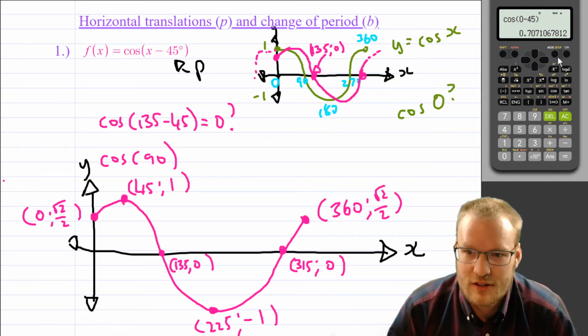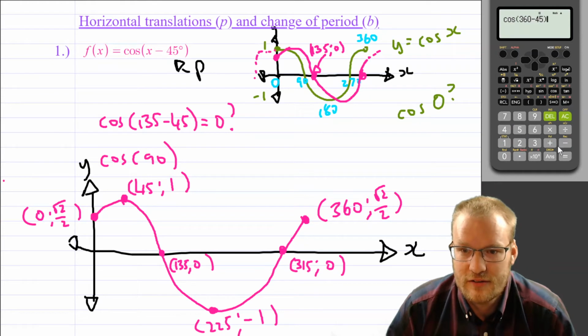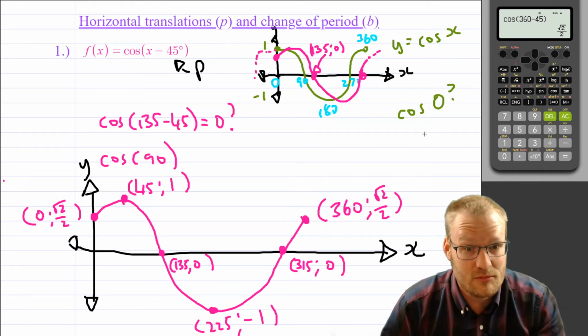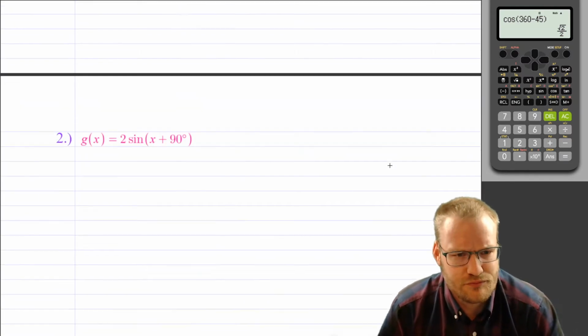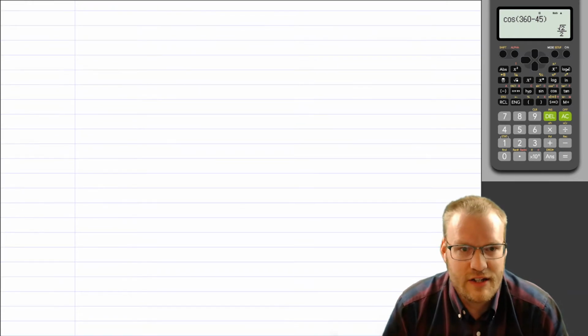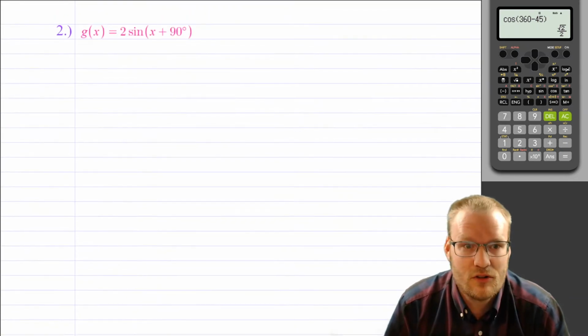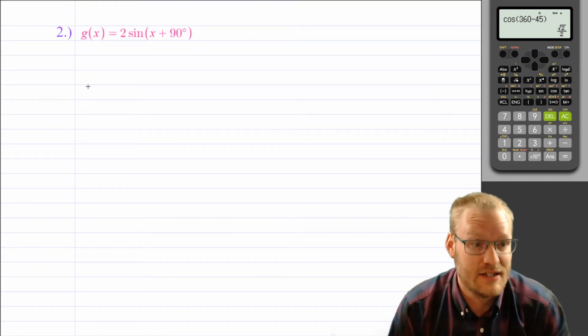But if you don't trust me, then just punch it in. Cos 360 minus 45 equals root 2 over 2. Okay, so there's our process. Similar process for the other two. So g of x equals 2 sine x plus 90.